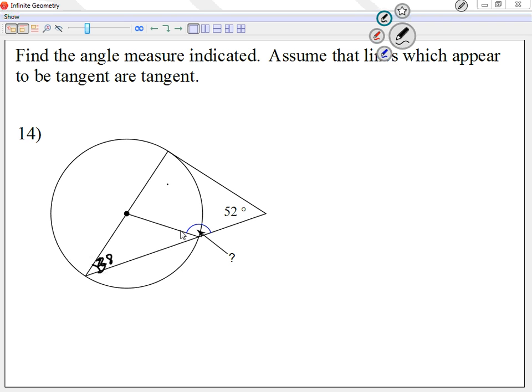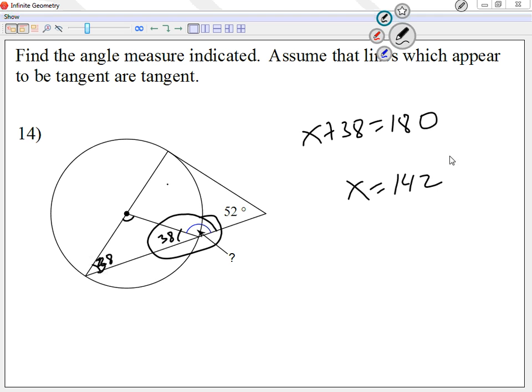Do we know how big this angle here is? This is 38. I could find this one if I wanted to, but I'm not quite going to find it because I don't need it. I'm looking at these two angles, 38 and the x. Notice how together it's half of a circle. So together they're 180. So I'm just going to say that x plus 38 is equal to 180, so I can solve for the angle that I need. 142? Okay.